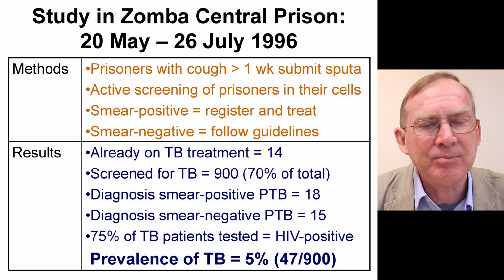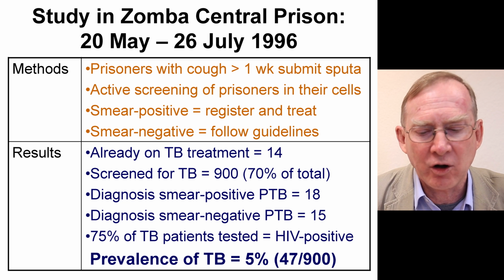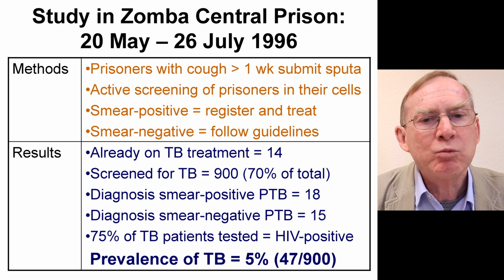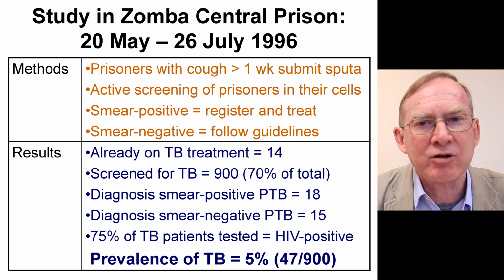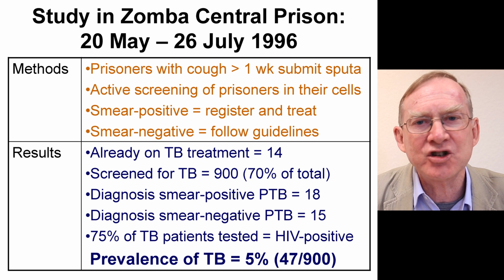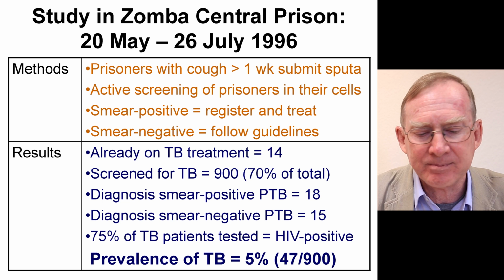We went to a cell. We identified who was coughing. We basically identified those who were coughing for more than 1 week. We got them to submit sputum specimens, and we investigated thereon. Those who were smear positive were registered and treated. Those whose sputums were negative were then managed according to the Malawi National TB Program algorithm, with a chest x-ray, with antibiotics, and a decision made about whether or not they had smear-negative pulmonary TB.